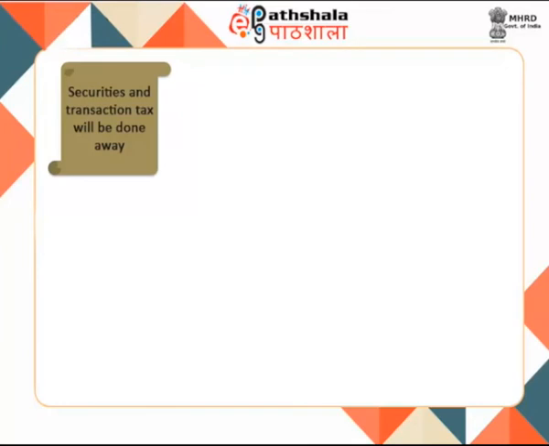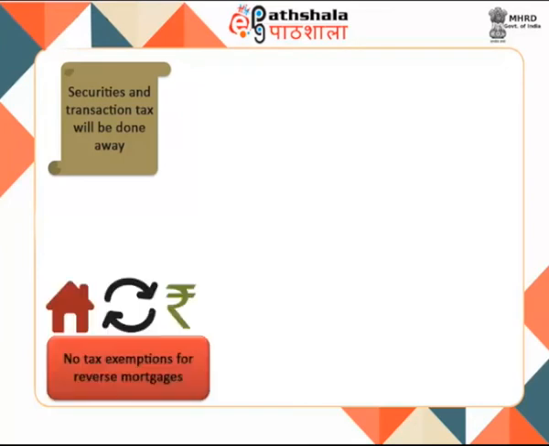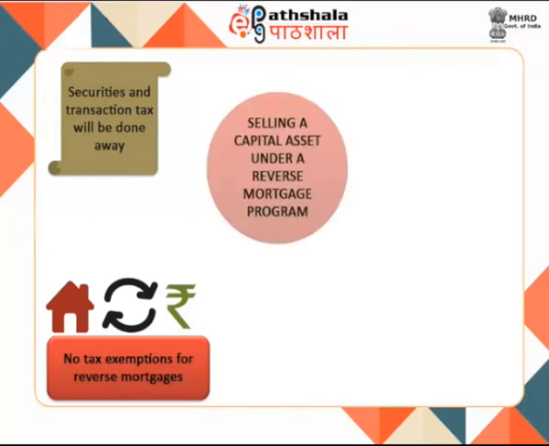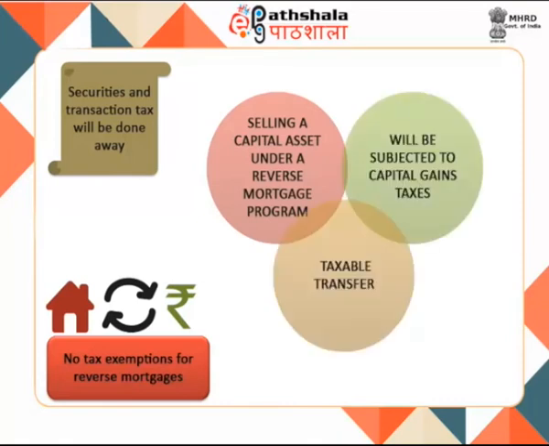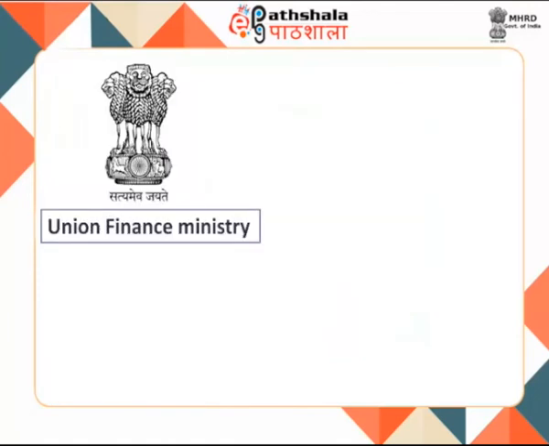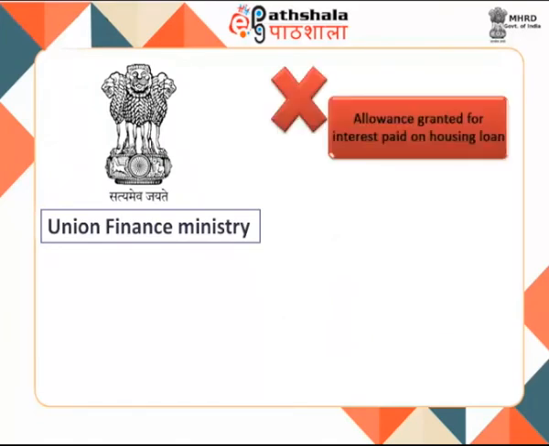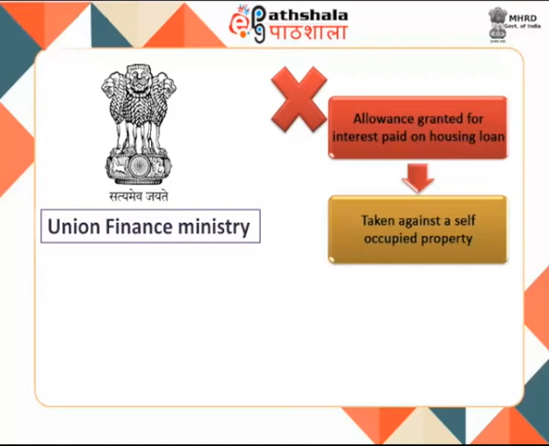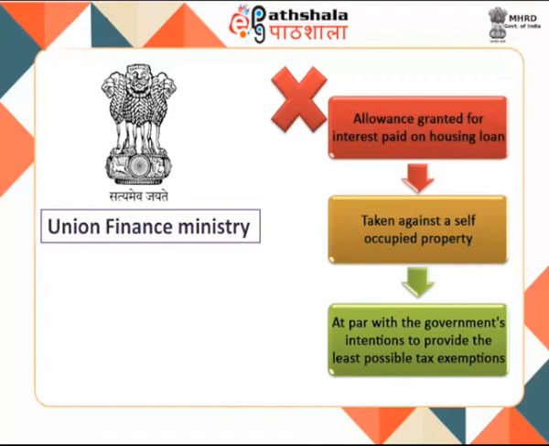Securities and transaction tax will be done away with. Tax exemptions will not be provided for reverse mortgages. Now, selling a capital asset under a reverse mortgage program will be regarded as taxable transfer and will be subjected to capital gains taxes. The Union Finance Ministry has opted to do away with the allowance granted for interest paid on housing loan that has been taken against a self-occupied property. This decision is at par with the government's intentions to provide the least possible tax exemptions.